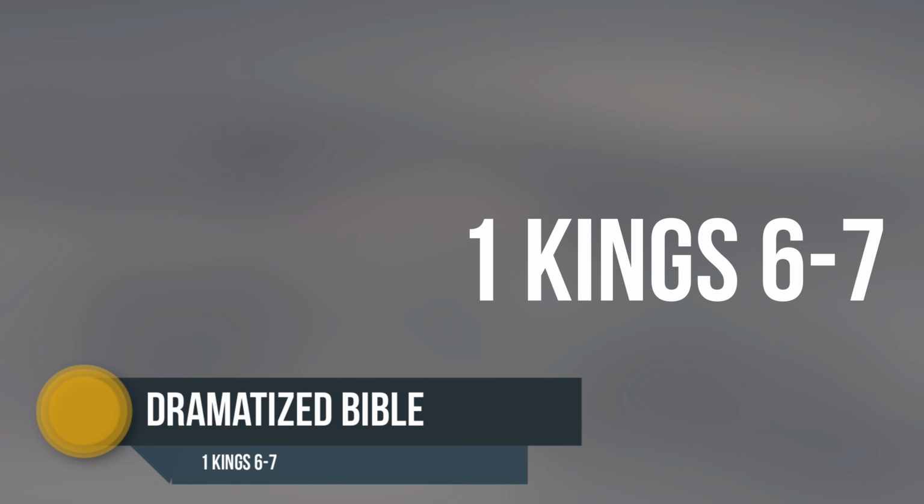In the 480th year after the Israelites came out of Egypt, in the 4th year of Solomon's reign over Israel, in the month of Ziv, the 2nd month, he began to build the temple of the Lord. The temple that King Solomon built for the Lord was 60 cubits long, 20 wide, and 30 high. The portico at the front of the main hall of the temple extended the width of the temple, that is, 20 cubits, and projected 10 cubits from the front of the temple.